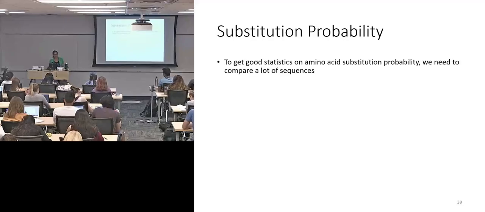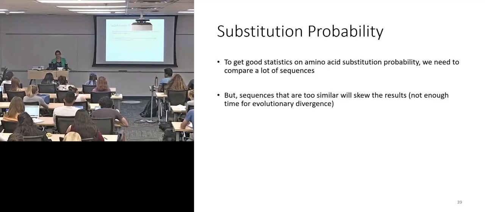So to get good statistics on amino acid substitution probability, you have to compare a lot of sequences, like thousands is what we're talking about. Just looking at a few wouldn't be enough to get you any statistical power to trust your results. You also don't want sequences that are too similar.